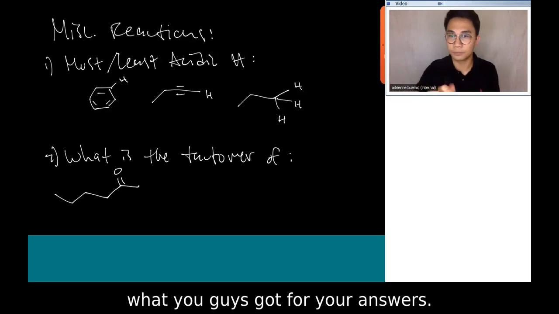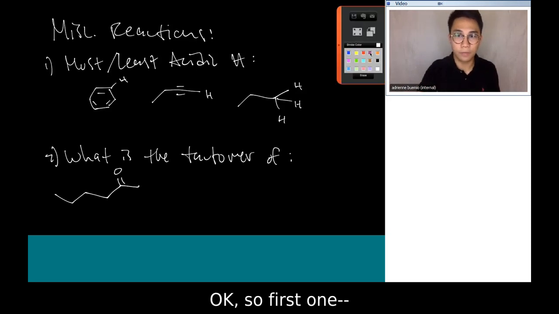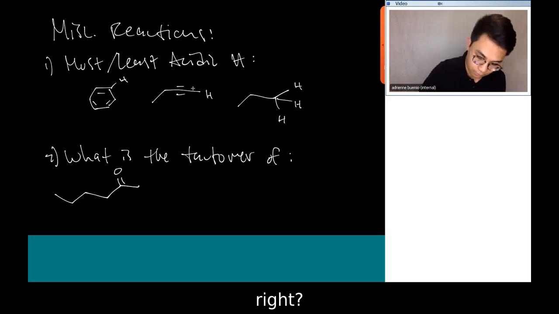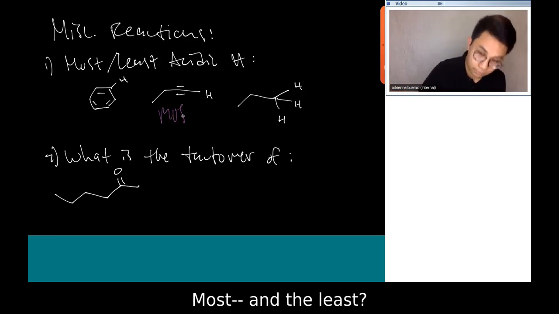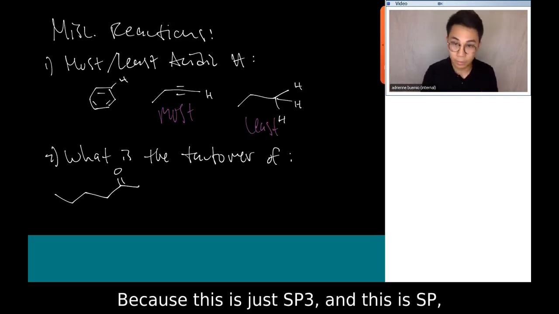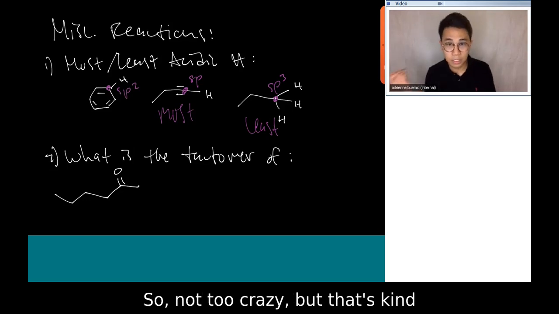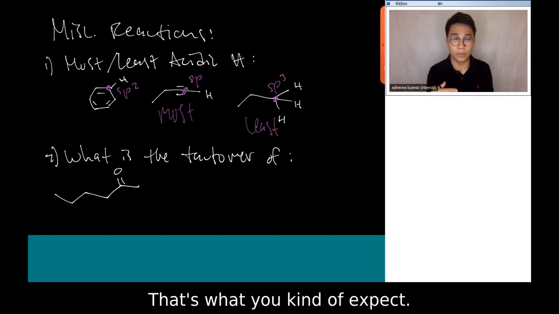Okay, so first one, the most acidic. You guys should have gotten this one right. Most and the least, right? Because this is just sp3, this is sp, and this is sp2, obviously, right? So not too crazy, but that's kind of what you have to look for with the acidity. That's what you kind of expect, right?